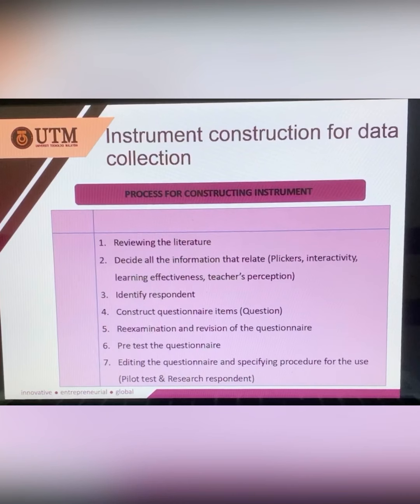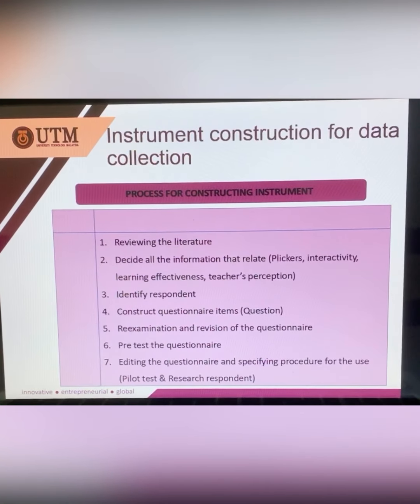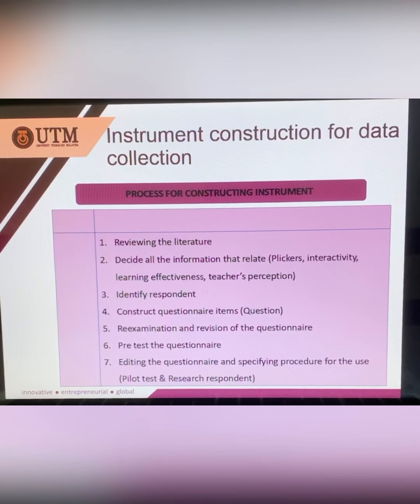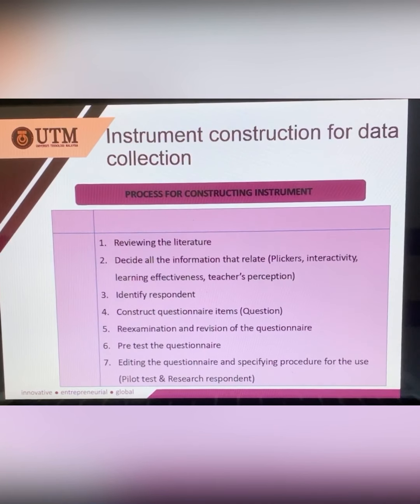For the instrument construction for data collection, we can see that there are 7 processes for constructing an instrument. The first process is reviewing the literature. From this, we should know what our research objective and research questions are, and then decide all the information that relates, for example, Plickers, interactivity, learning effectiveness, and teachers' perceptions.